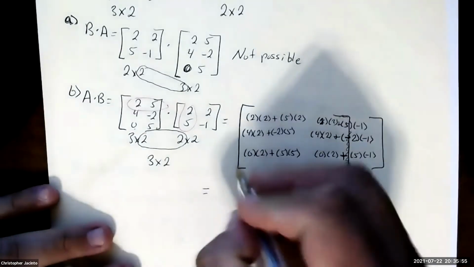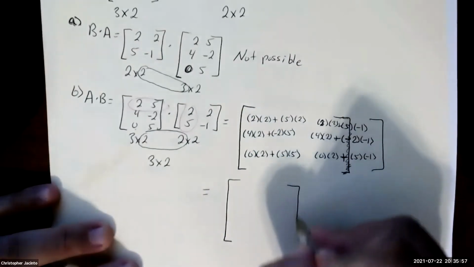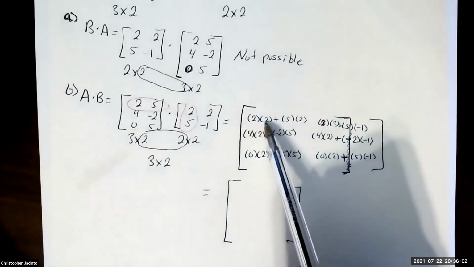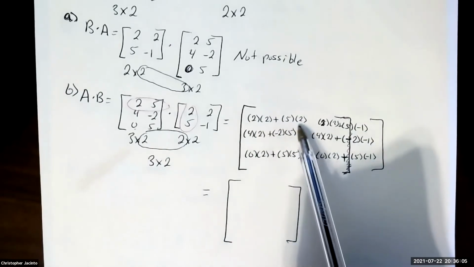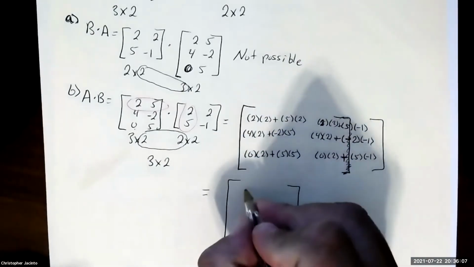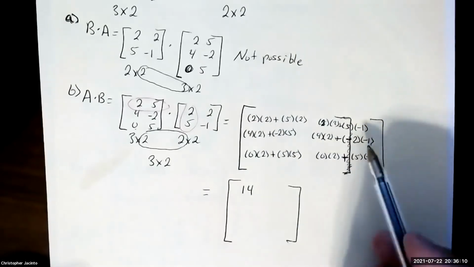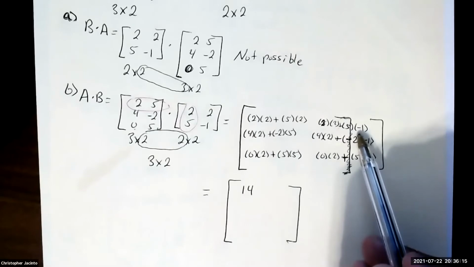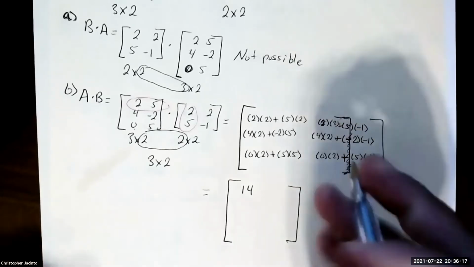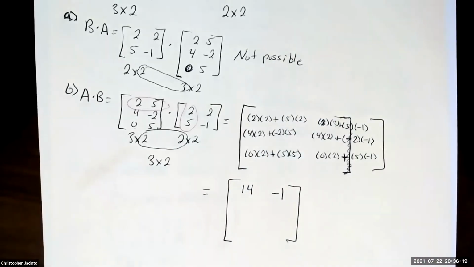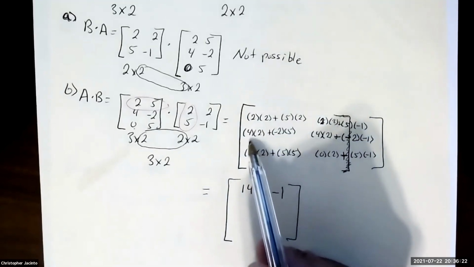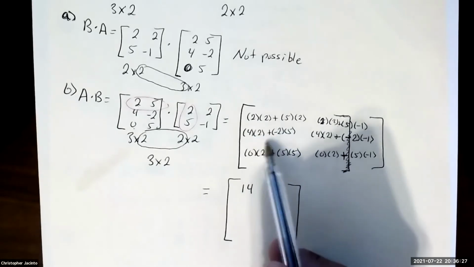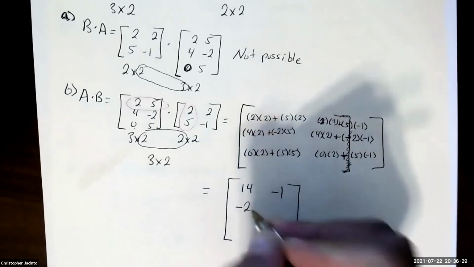And again, at this point, all we're going to do is just slowly add and multiply. So 2 times 2 is 4, 5 times 2 is 10. So 10 plus 4 is going to be 14. Over here, 2 times 2 is 4, 5 times -1 is -5. So 4 minus 5 is -1. So now we do the middle ones. So 4 times 2 is 8, and this is going to be -10. So 8 minus 10 is -2.